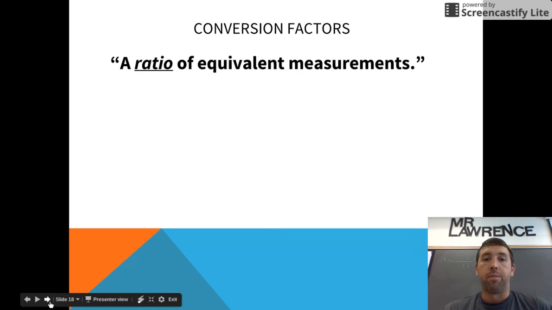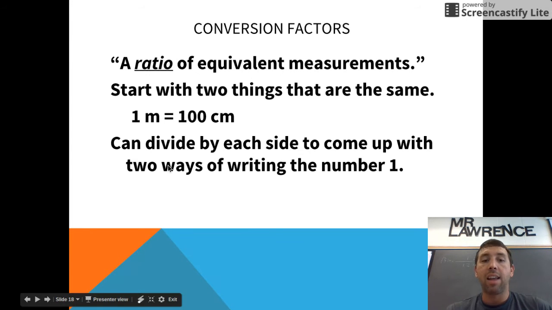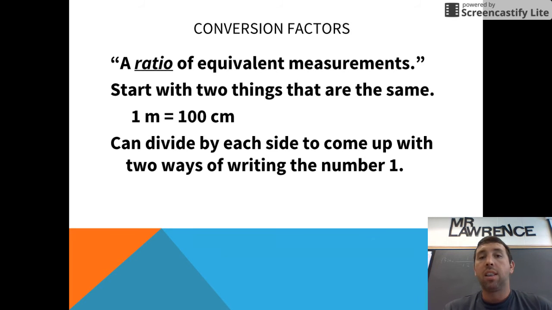So a conversion factor. It's just a ratio of equivalent measurements, meaning when 2 things equal each other, they're the same. And when they're the same, we can turn them into a ratio or a fraction. Take, for example, 1 meter equals 100 centimeters. I will show you on the next slide how you can divide these by each other to come up with 2 ways of just writing the number 1. And remember, when you multiply any number in this world by 1, you still get the same number. So 1 million times 1 still equals 1 million. 5 million times 1 equals 5 million.